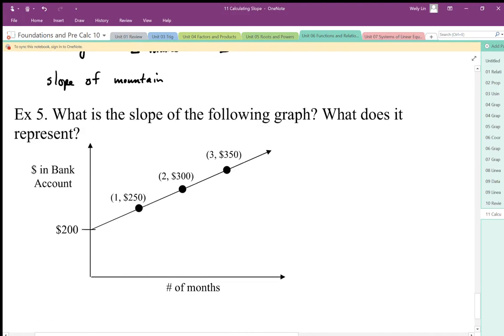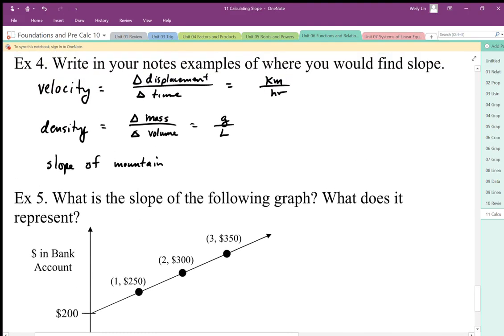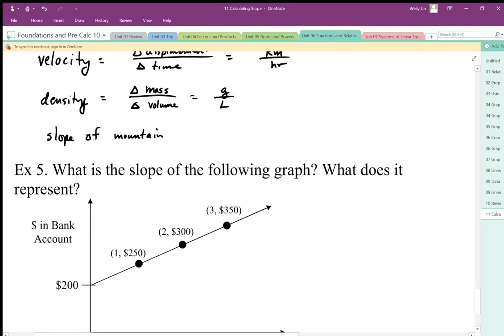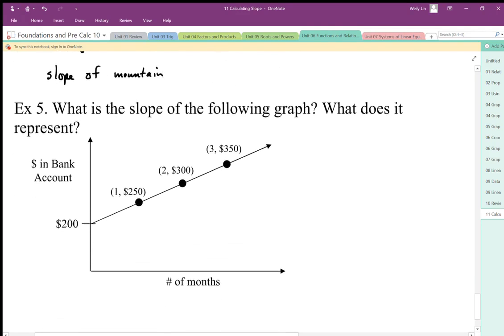So slope can be this physical slope. It can also represent these rates. So if we take a look at the slope of this graph, it has physical slope on the graph, but also has a rate when we look at this problem. Here in this relationship, I'm comparing the dollars in the bank account on the y and the number of months we have that money in the bank. So it looks like as we keep money in the bank, the bank account is increasing.